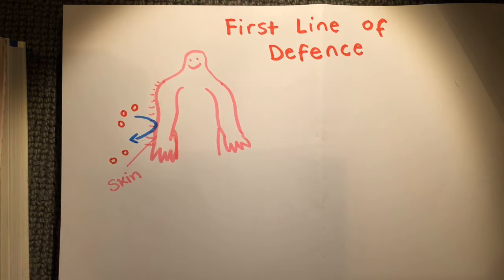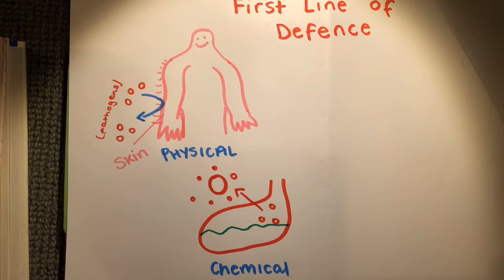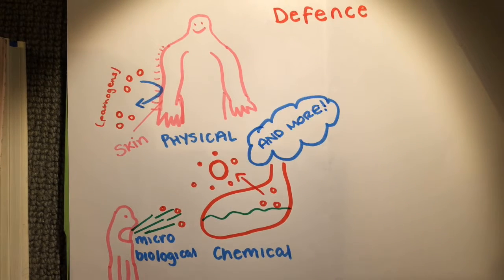An example is skin, which is a physical barrier, preventing pathogens from entering the body. Stomach acid, a chemical barrier, dissolves pathogens, rendering them useless. And a microbiological barrier of vomiting removes harmful pathogens from the body. These are just some of the many defenses that make up the first line of defense.